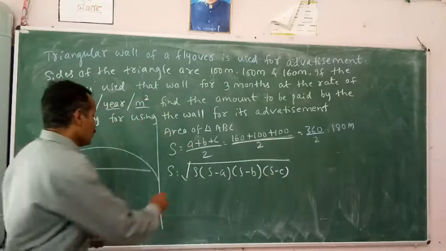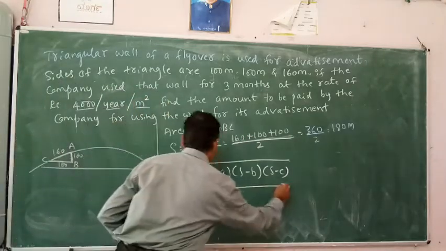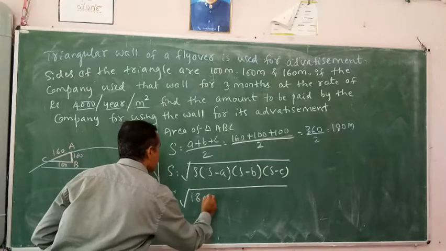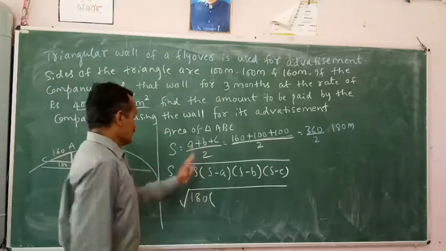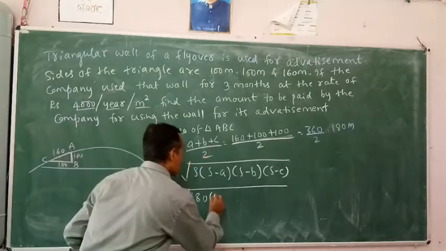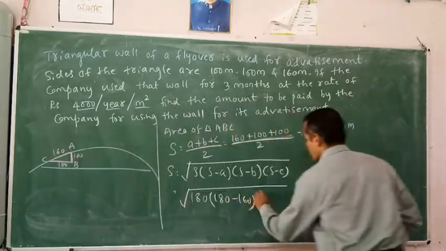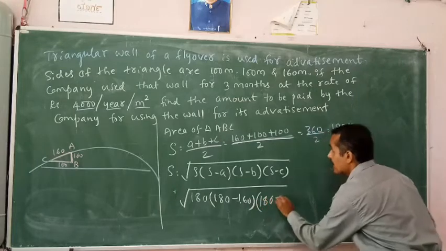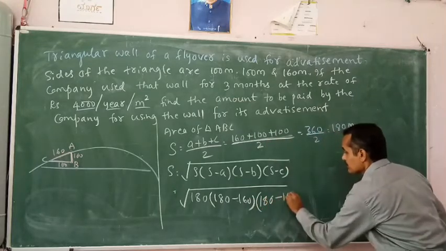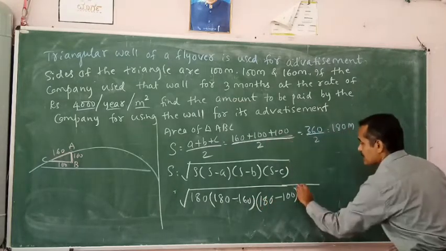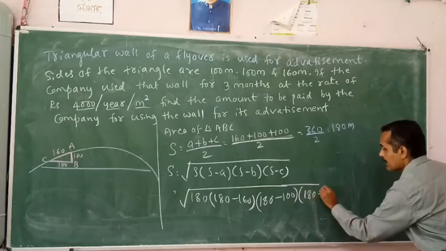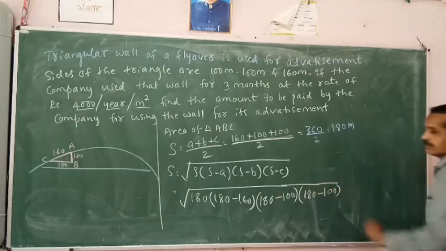Okay. Which is equal to under root 180 into S, which is 180. Then it is S minus A, 180 minus 160, 180 minus 100, again it is 180 minus 100.